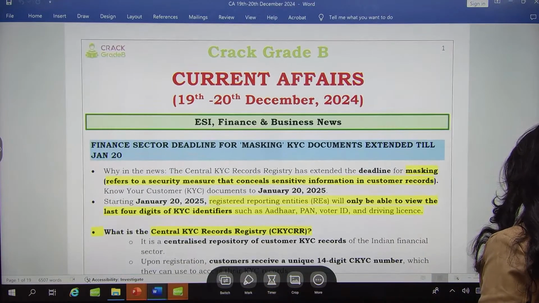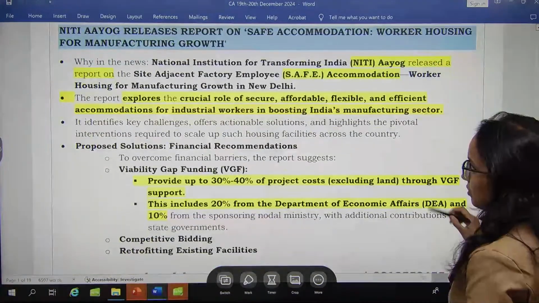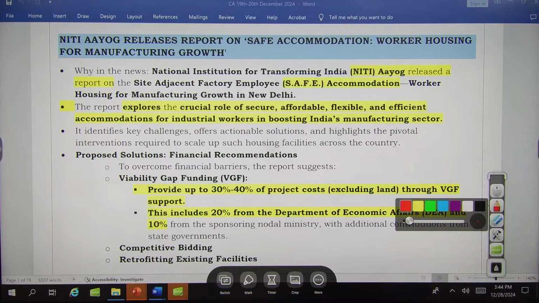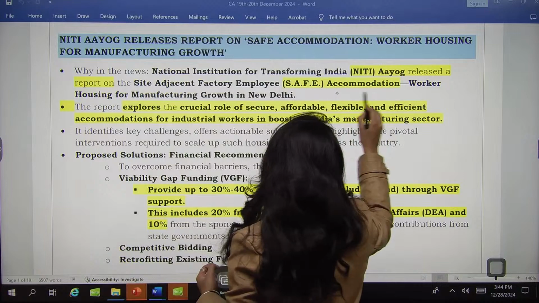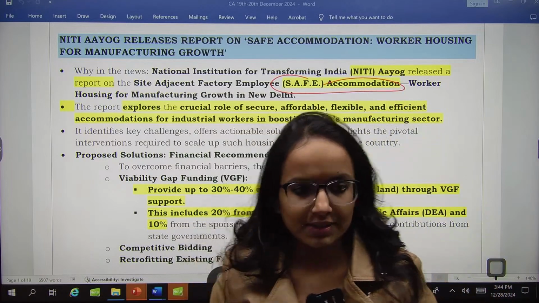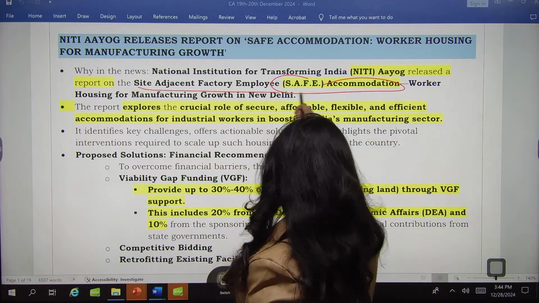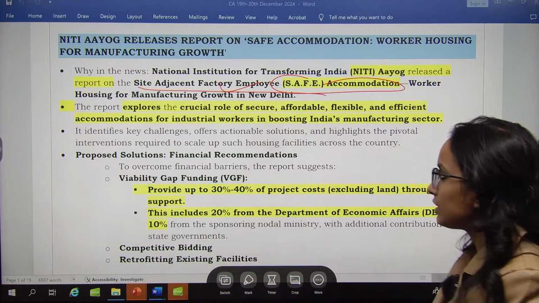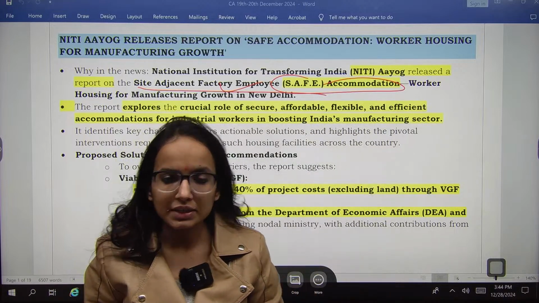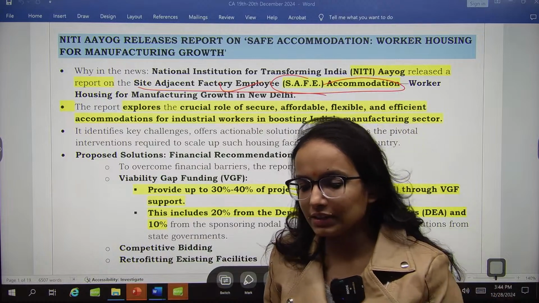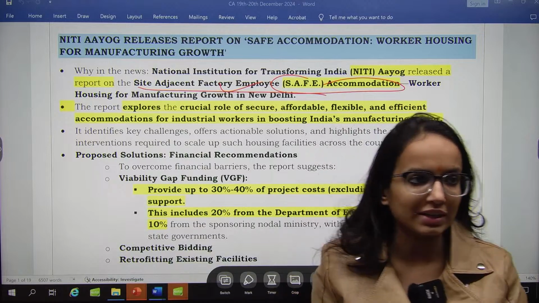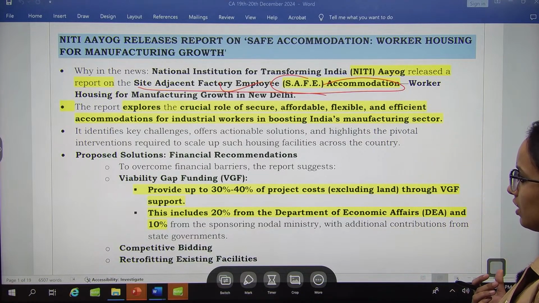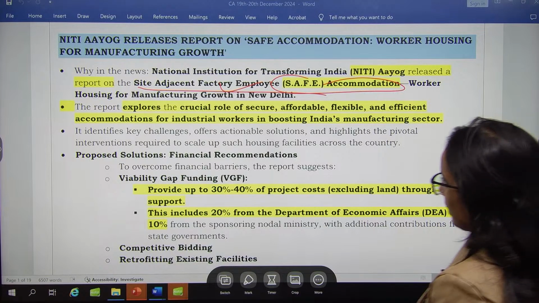In the 19th and 20th December analysis, we had to discuss the Niti Aayog report. Niti Aayog has released a report on SAFE accommodation. What is SAFE accommodation? SAFE stands for Site Adjacent Factory Employee accommodation. Basically, you provide accommodation to your workers working in factories and industries, near the site where the factory or the industry is located. This is the idea. So this is site adjacent factory employee accommodation, basically worker housing for manufacturing growth in New Delhi.